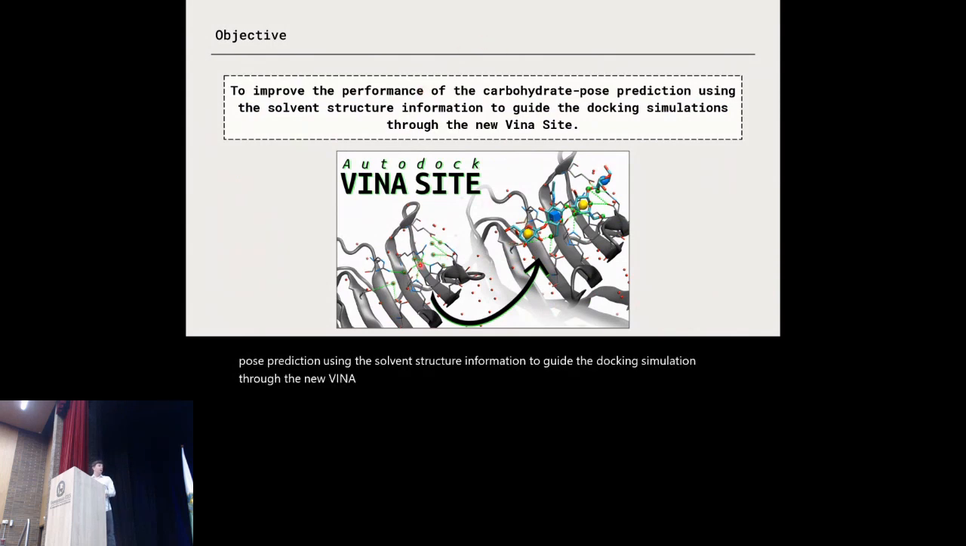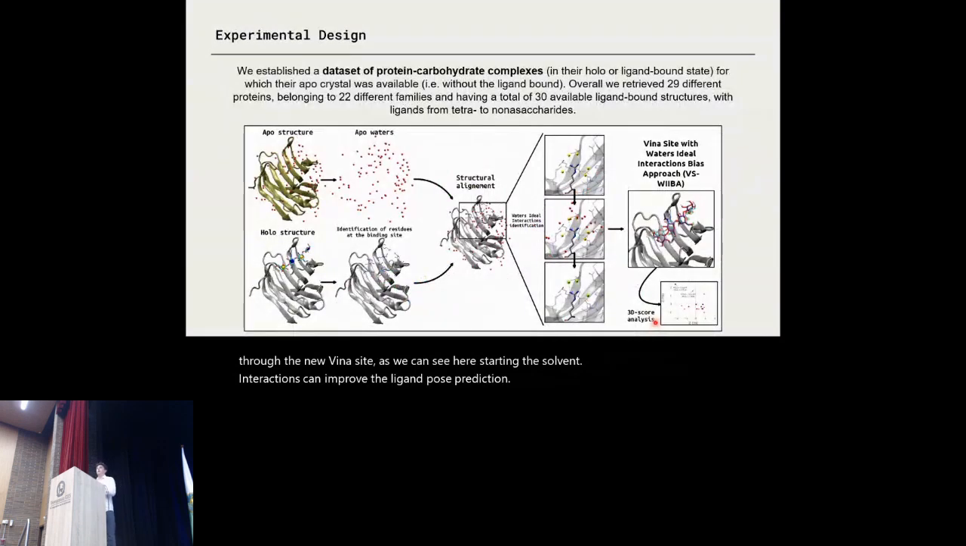As we can see here, studying the solvent interactions can improve the ligand pose prediction. To achieve this, we designed a dataset made of 30 protein carbohydrate complexes with carbohydrates going from 4 rings to 9 rings, so really big ligands, and which had available also their structure without the ligand present. So we were able to study the solvent structure at the ligand binding site.